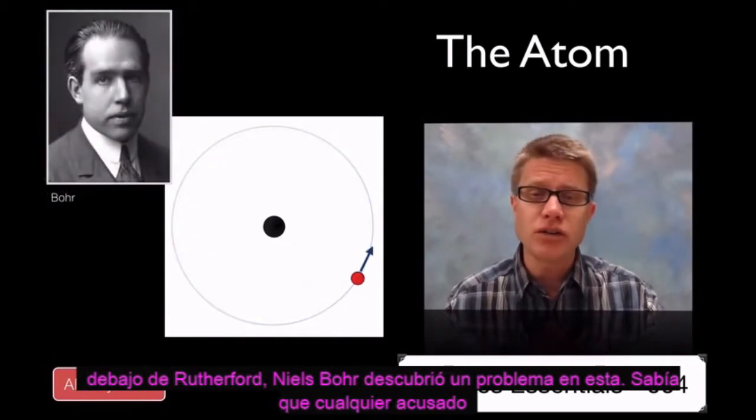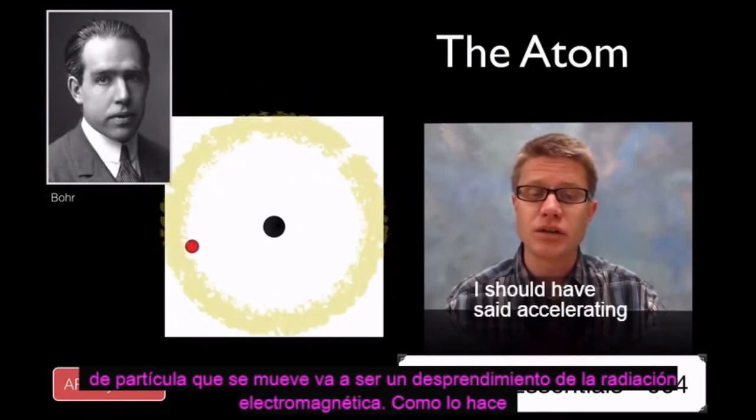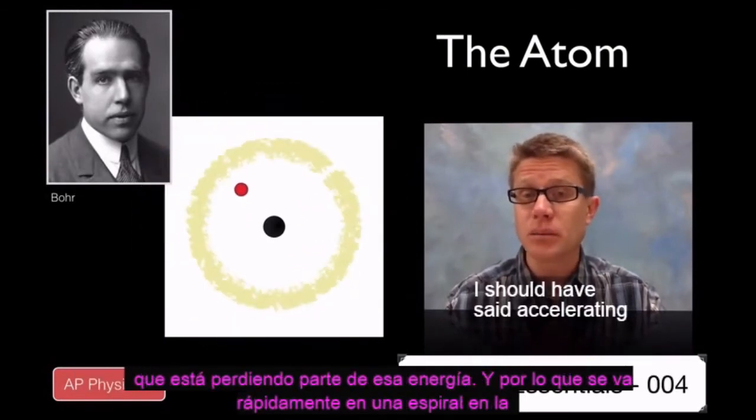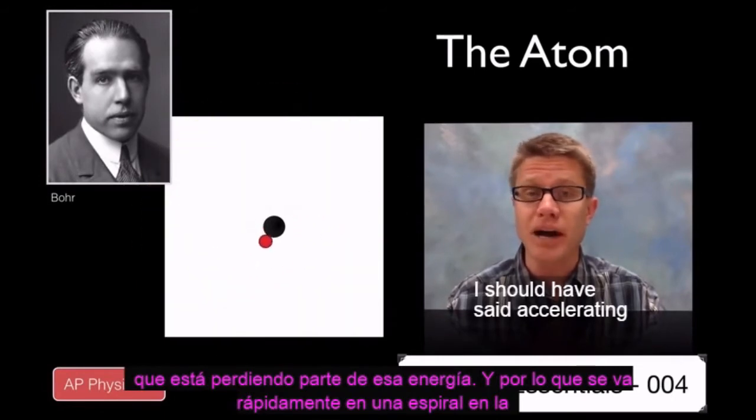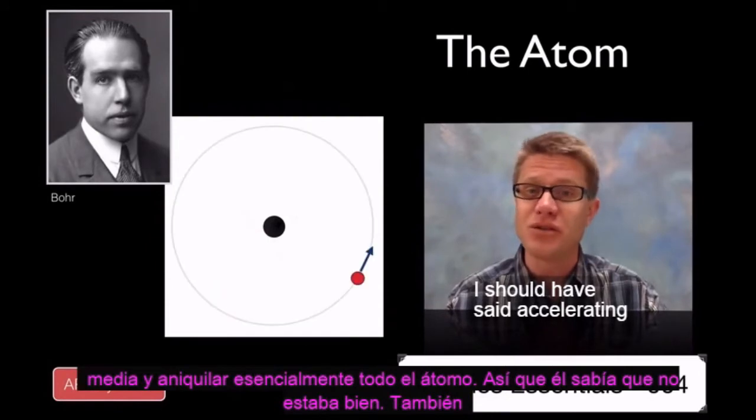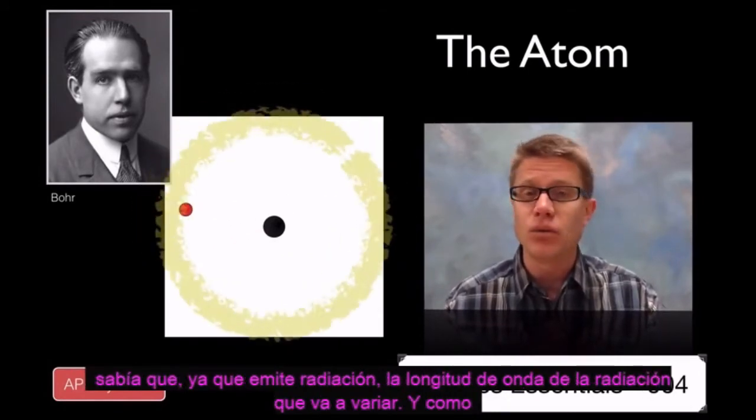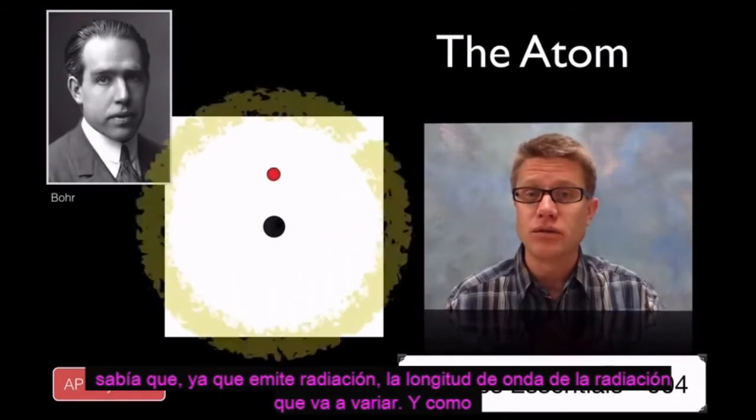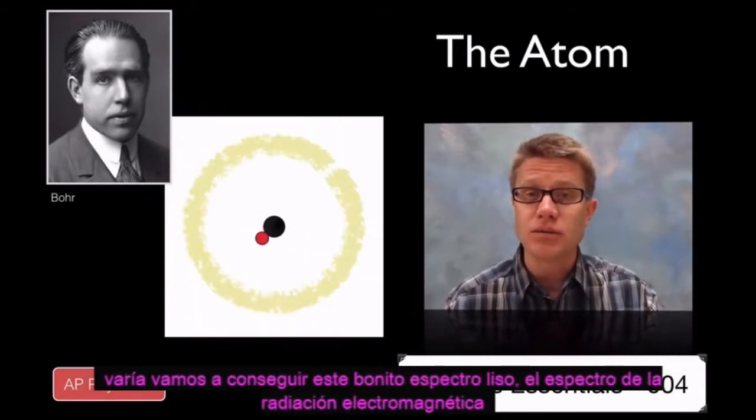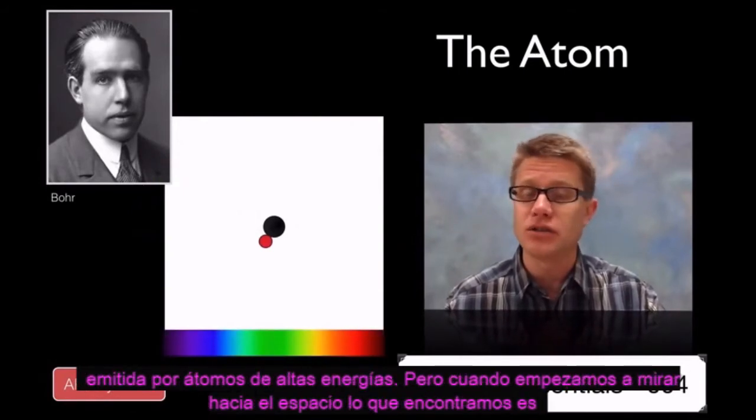He knew that any charged particle that's moving is going to be giving off electromagnetic radiation. As it does that, it's losing some of that energy, and so it's going to quickly spiral into the middle and annihilate essentially the whole atom. So he knew that wasn't right. He also knew that as it gives off radiation, the wavelength of that radiation is going to vary. And as it varies, we're going to get this nice, smooth spectrum of electromagnetic radiation given off by high-energy atoms.